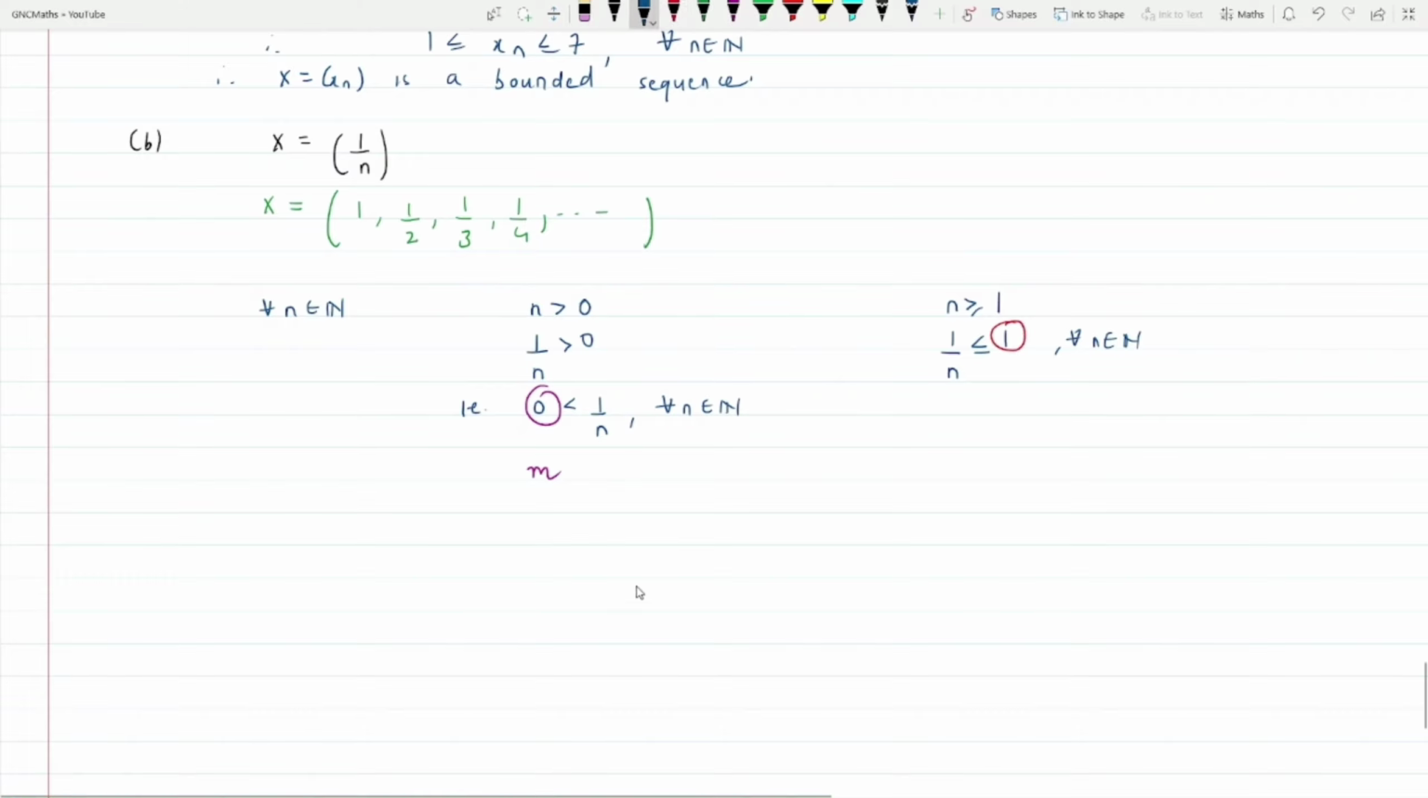Collecting both the inequalities, we get, therefore, for every natural n, 0 is strictly less than 1 by n, which is less than or equal to 1, and therefore the sequence x is a bounded sequence.